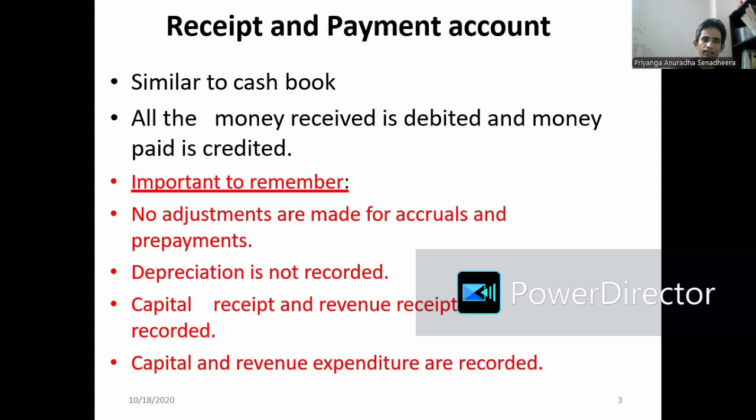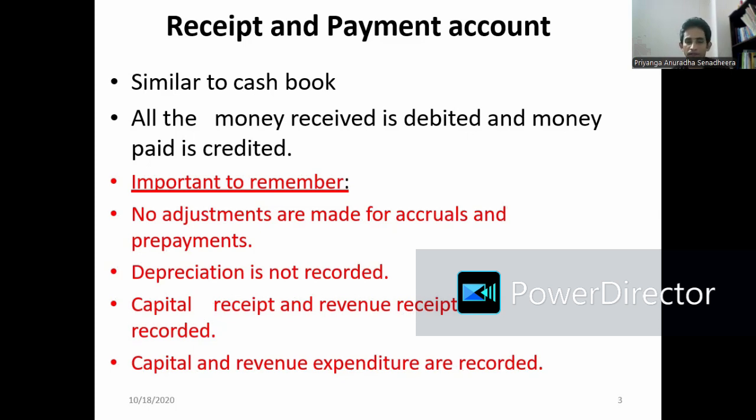All the money we receive will be recorded on the debit side, and money paid will be recorded on the credit side. But the important thing to remember here, if they ask you to prepare a receipts and payment account, is that no adjustments are made for accruals and prepayments. So accrued expenses, prepayments and depreciation are not recorded here. Depreciation is a non-monetary item, so we are unable to record it in the cash book or receipts and payment account.